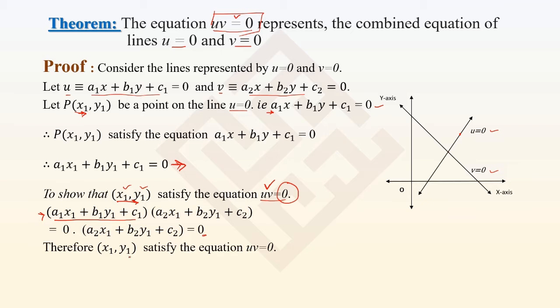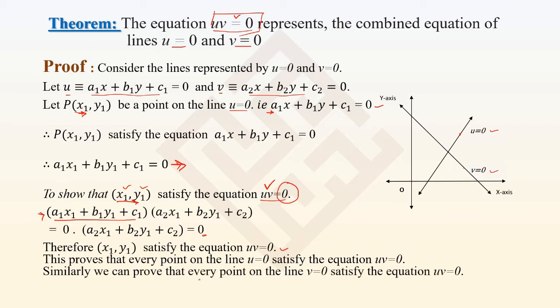So therefore (x1, y1) satisfies the equation u into v is equal to 0. यही हमें प्रूफ करना था. So we have got it. Now this proves that any point on the line u is equal to 0 satisfies the equation u into v is equal to 0. अब हमने u के ऊपर पॉइंट लेके ये प्रूफ किया. You can also take the point on the line v is equal to 0 and similarly you can prove it. So we can say that similarly we can prove that every point on the line v is equal to 0 is also going to satisfy the equation u into v is equal to 0.